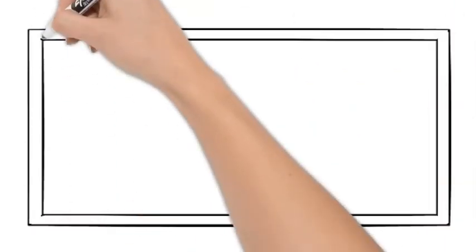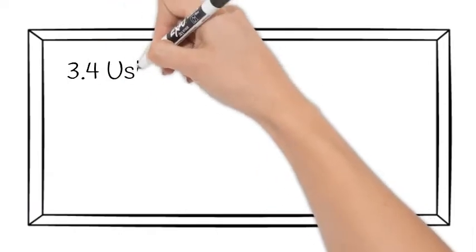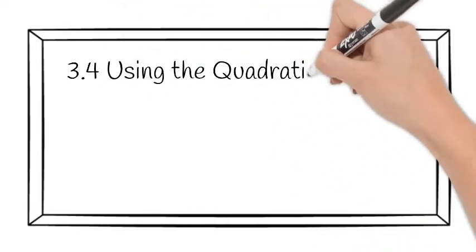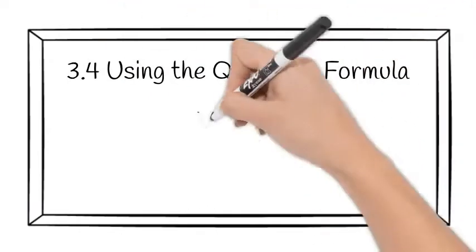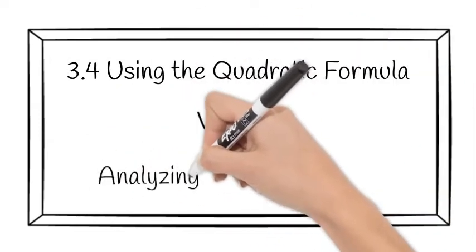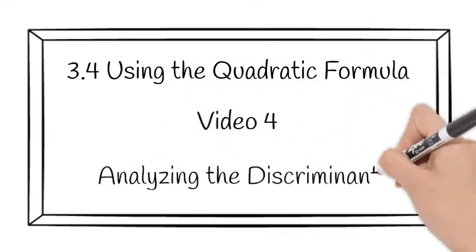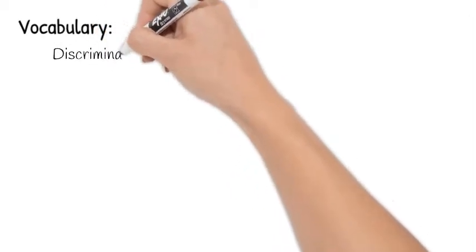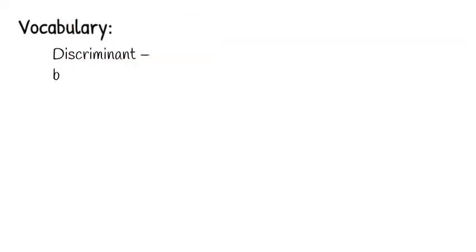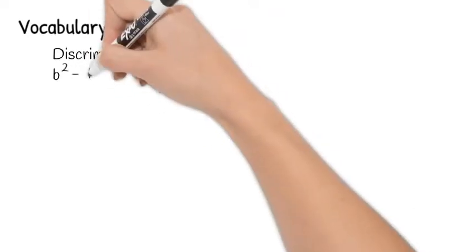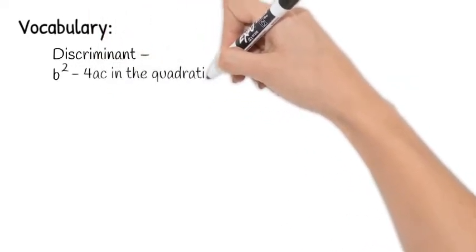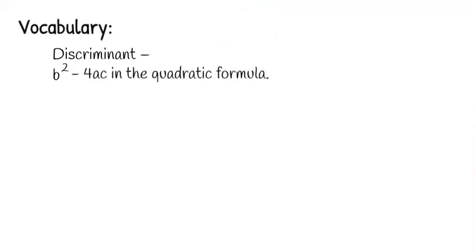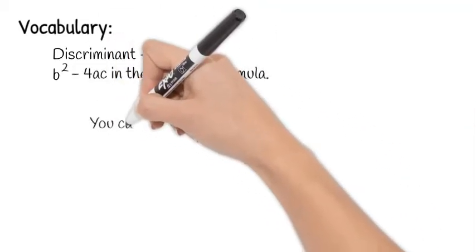Okay, so we are still on 3.4 using the quadratic formula. This is video number 4, and we're going to analyze the discriminant, which is part of the quadratic formula. So let's cover important vocabulary. What is the discriminant? Well, it is part of the quadratic formula that is b squared minus 4ac. And you can use the discriminant to determine the number and type of solutions the quadratic equation has.